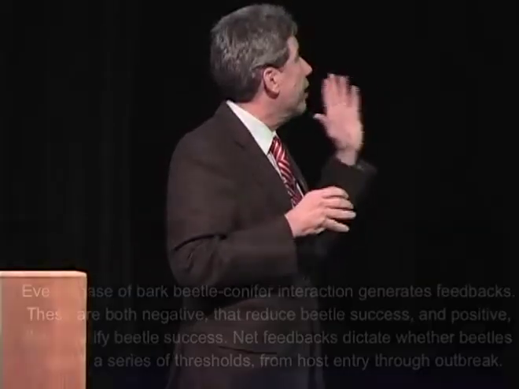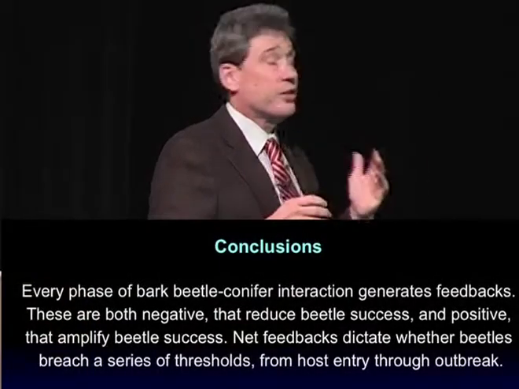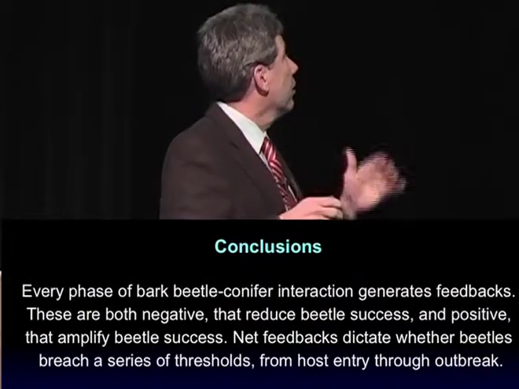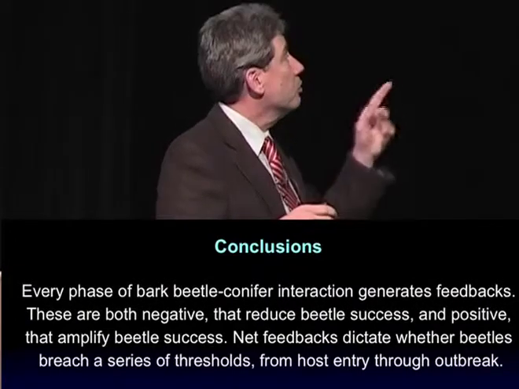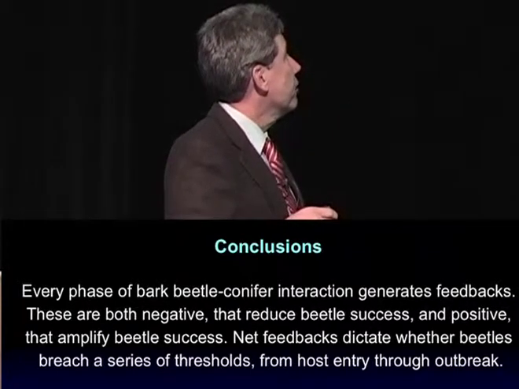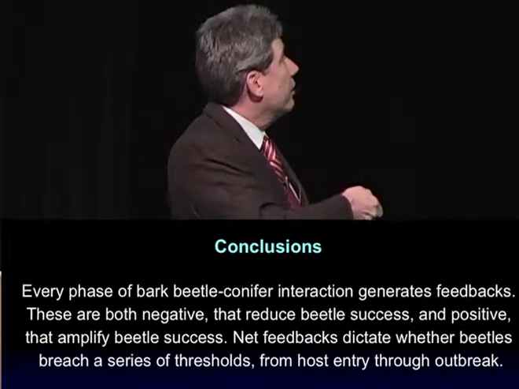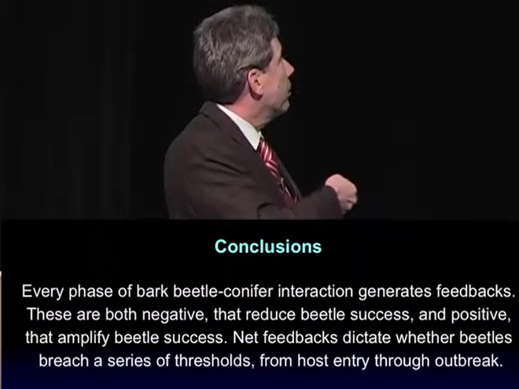So just to wrap it all up, what I would say is a take-home message is that every phase of the bark beetle conifer interaction generates feedbacks. These can be both negative, that reduce beetle success, and positive, that amplify beetle success. And it's the net feedbacks that dictate whether the beetles breach a series of thresholds, and this series of thresholds is at every stage of the interaction, from host entry, from aggregation, from overcoming tree defense, to transforming from the endemic to the eruptive phase.